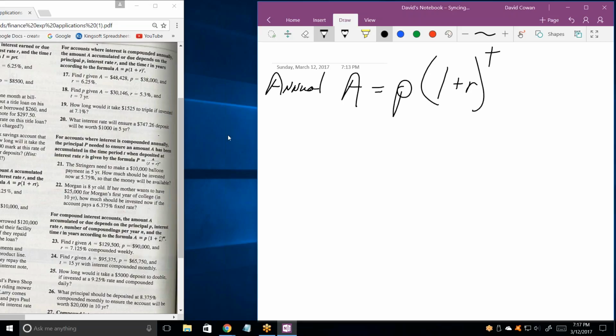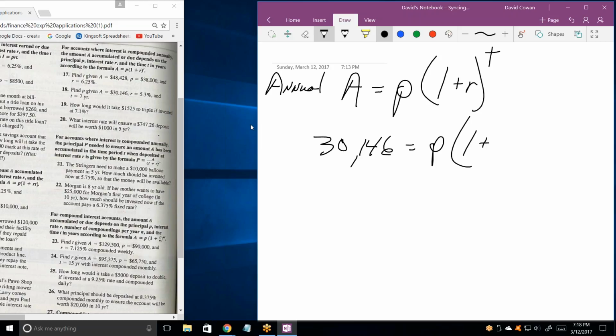Okay? So what should I fill in for 18? What's the next thing I should write? 30,146 is equal to P, which is what they're wanting us to answer, times 1 plus 5.3. You can't use percentages in equations. So 0.053.